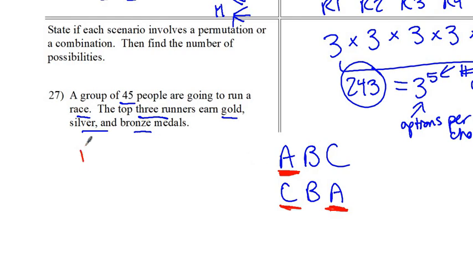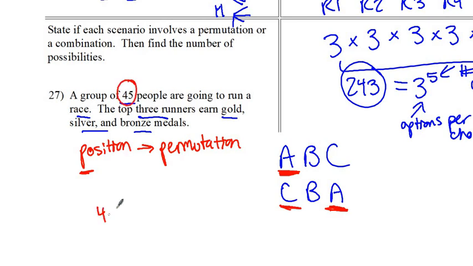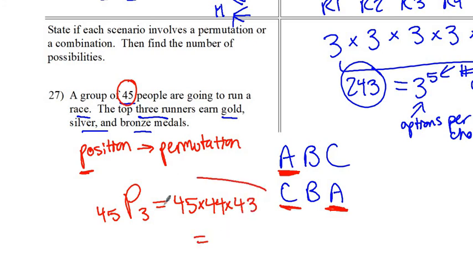So the order matters. When the order or position matters, remember the word position starts with a P. That's how I remember it. That means we're dealing with a permutation. So the question is, we're going to have how many people, and we're picking how many. We have 45 people, and we are picking 3 runners. We're picking 3. So there's 45 people that could finish in first. There's 44 that could finish in second. There's 43. This is what your calculator is going to do when you plug that in right there.